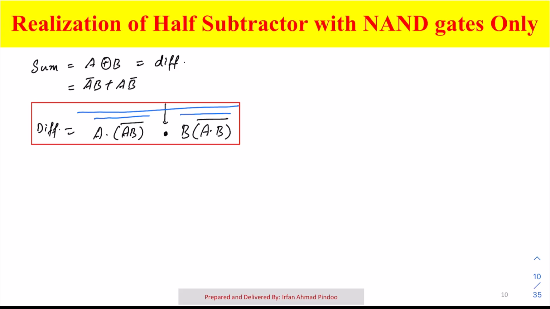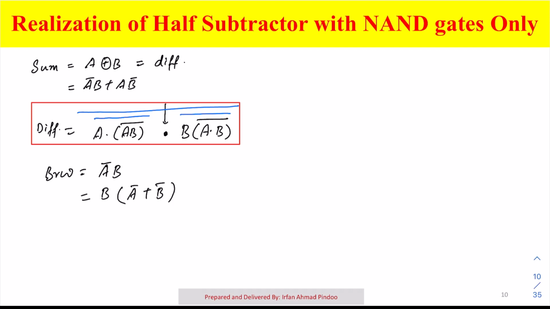Now what about the borrow? We know that the borrow equation for a half subtractor is given by borrow equal to A bar into B. Now this A bar into B, we can again reframe as B into (A bar plus B bar).